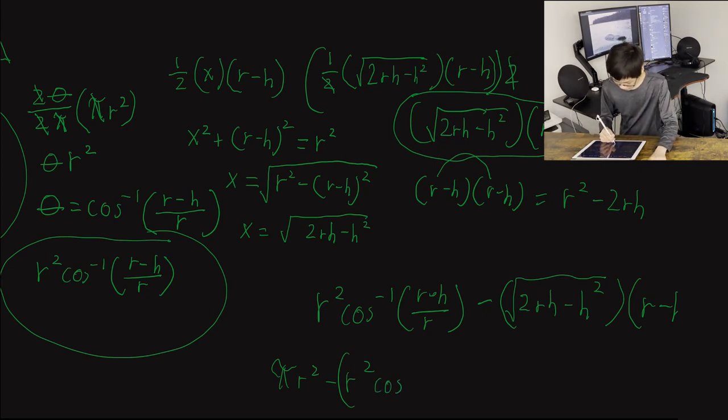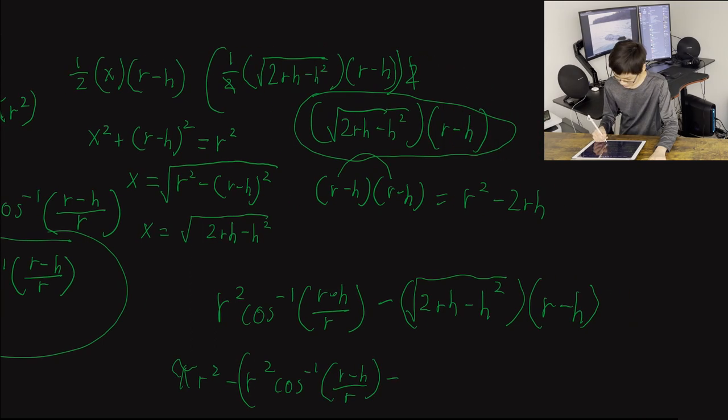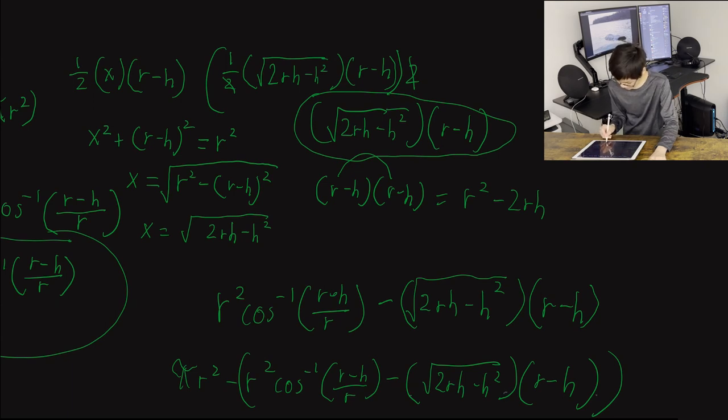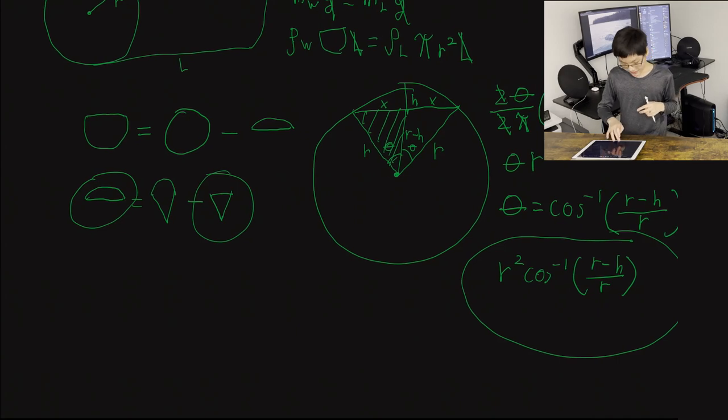So r squared, r cosine, r minus h over r. Subtract parentheses, square root of 2rh minus h squared, close parentheses, open parentheses, r minus h. There we go. So this matches with this, this matches with this, this matches with this, this matches with this. Perfect. Now we have successfully found the area below the water, the cross-sectional area below the water level. Whew.